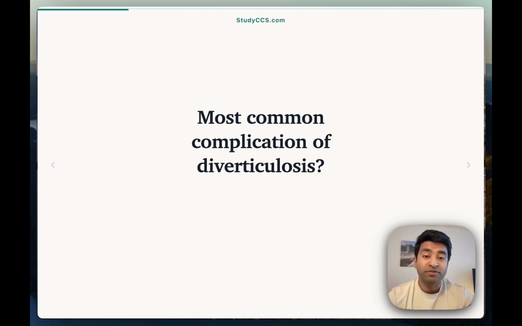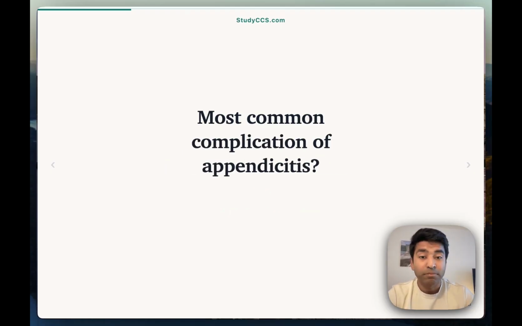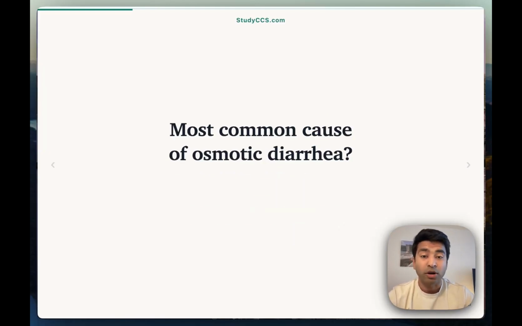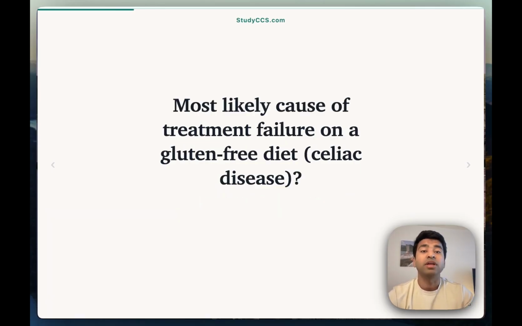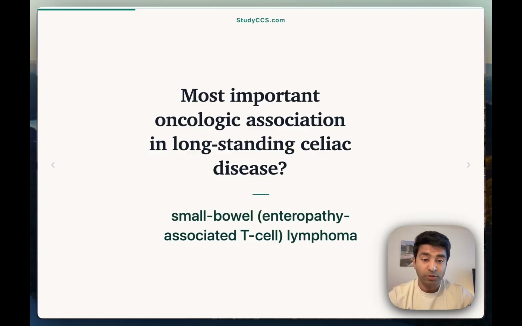Most common complication of diverticulosis: diverticulitis. Most common complication of Meckel's diverticulum: bleeding. Most common complication of appendicitis: periappendiceal abscess. Most common cause of osmotic diarrhea is lactase deficiency. Most likely cause of treatment failure on a gluten-free diet in patients with celiac disease is non-adherence. Most important oncologic association in long-standing celiac disease: small bowel lymphoma.